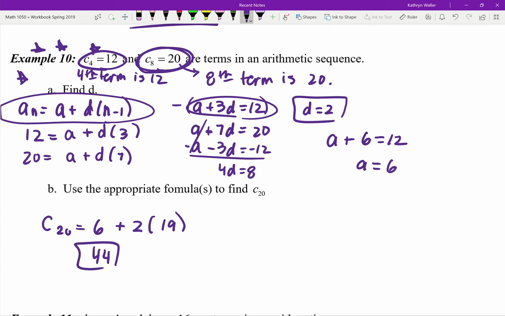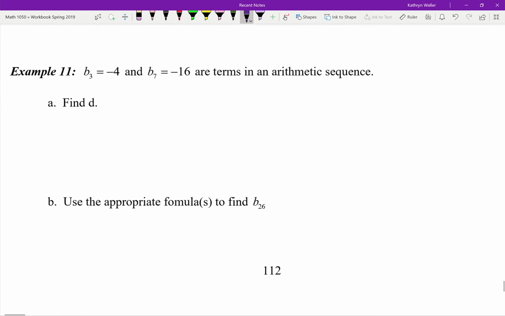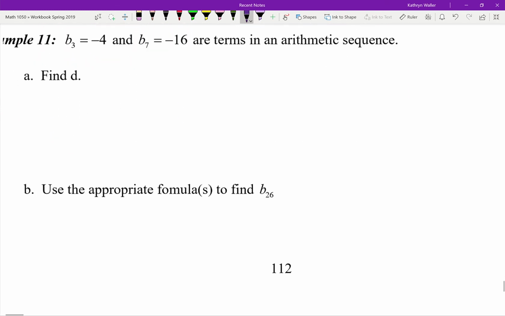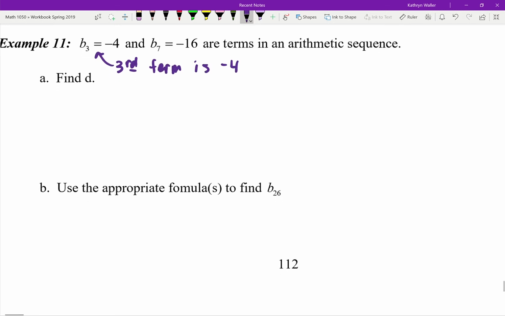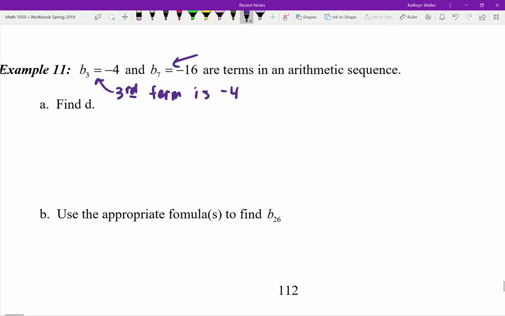We're going to do it again. Okay, so don't worry. A little more complicated. Here we go. Just so that you understand, draw an arrow to that right there, and just tell yourself the third term is negative 4. Draw an arrow to that guy right there, and say the 7th term is negative 16.